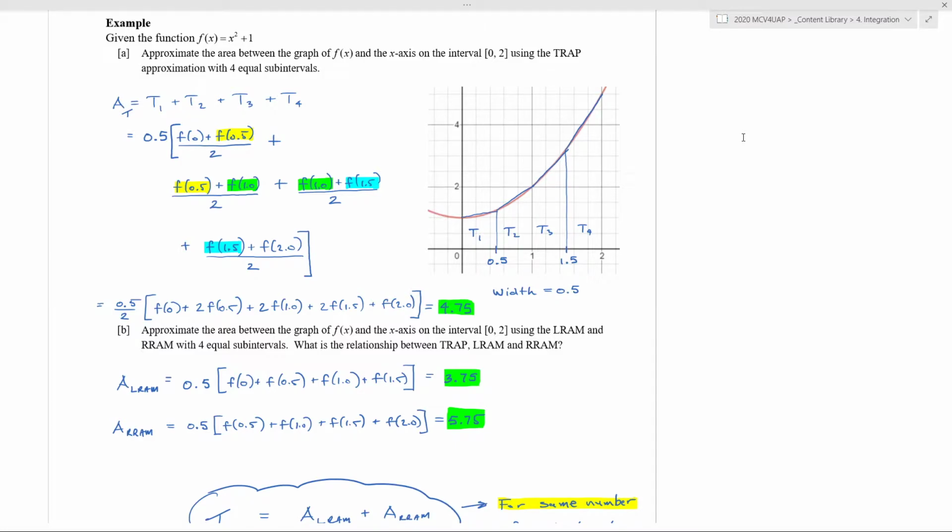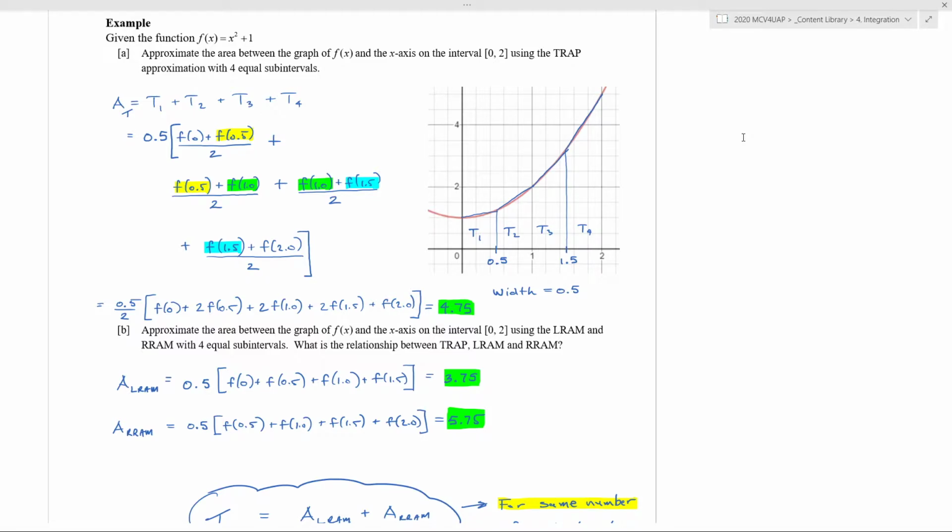Now, you're left with subbing in 0.5, 1.0, 1.5, and 2.0. You have to evaluate f, the function, at those values. And when you do that, you get 4.75 as your approximation for the area. That's how a trapezoidal approximation works. Are there any questions on that? So it's important that you understand how that calculation works. And you're even better off if you can go right to that last line. It'll work like that every time.